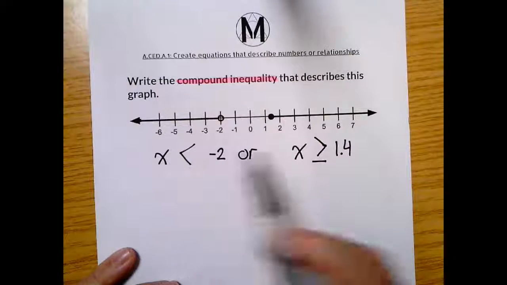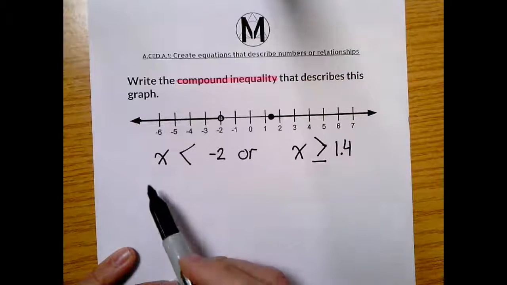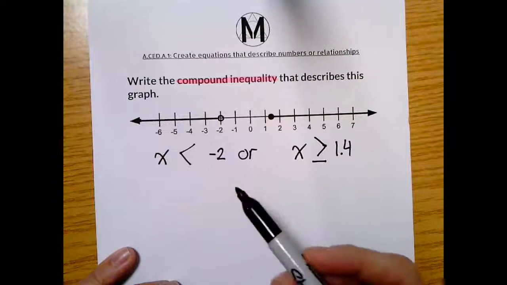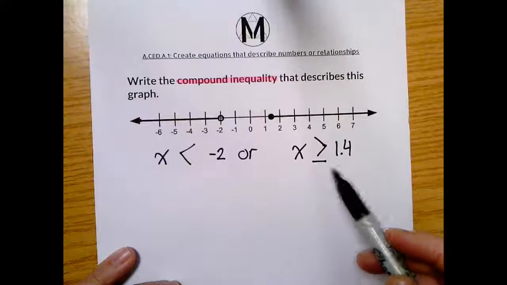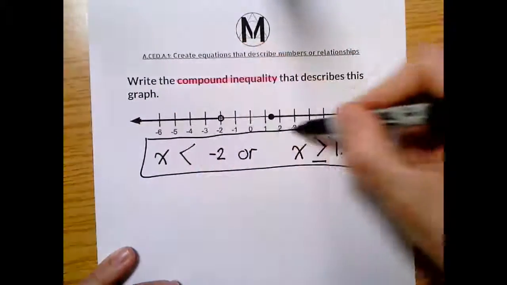And because there are two pieces to this, this is our compound inequality. We could say x is less than -2 or x is greater than or equal to 1.4. And that is your compound inequality.